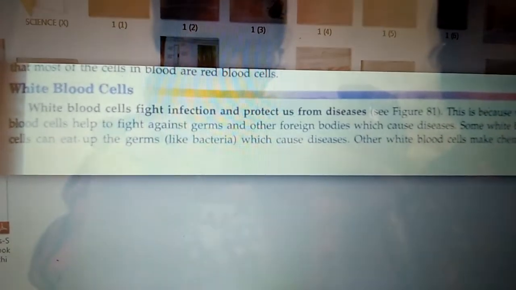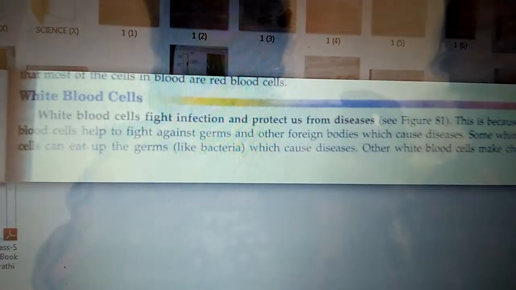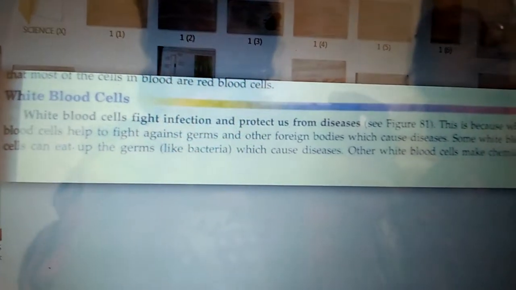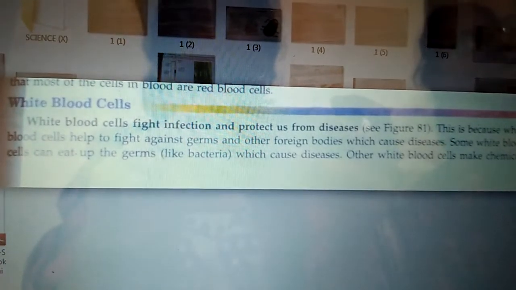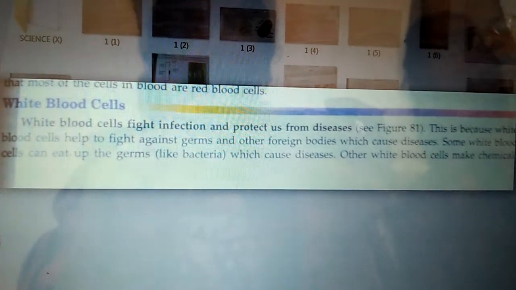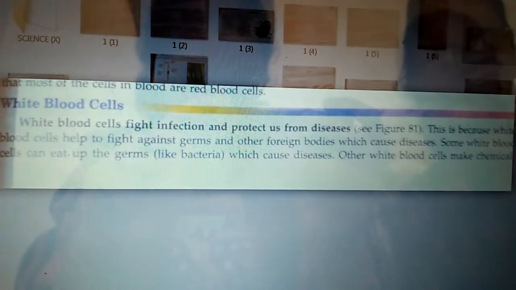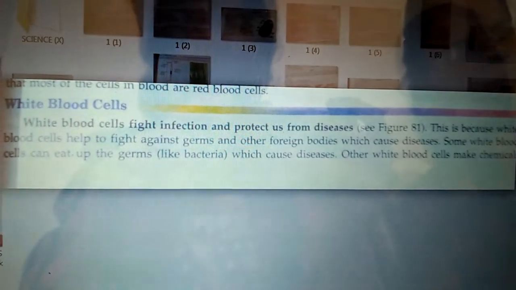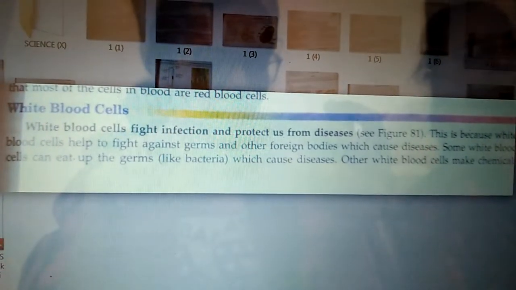The second type of cells in the human blood are the WBCs, or white blood corpuscles. These cells are called soldier cells because they can kill the bacteria and viruses which unnecessarily enter our body. They produce chemicals called antibodies to kill the germs present in the body. So white blood cells play a very important role to build our immunity, to increase our disease resistance power. White blood cells are present along with the red blood cells in the body, and they protect our body from infections.